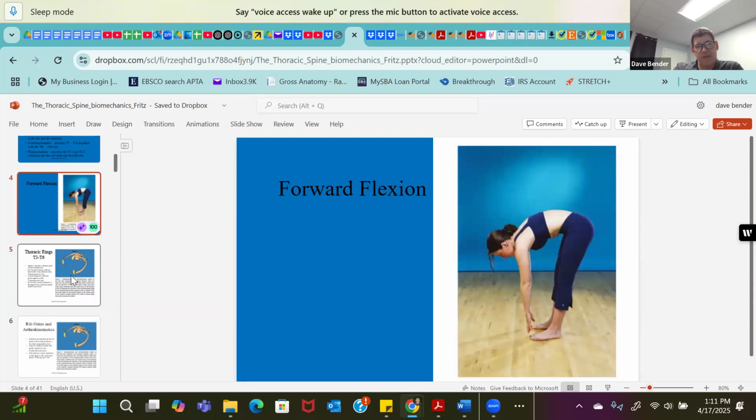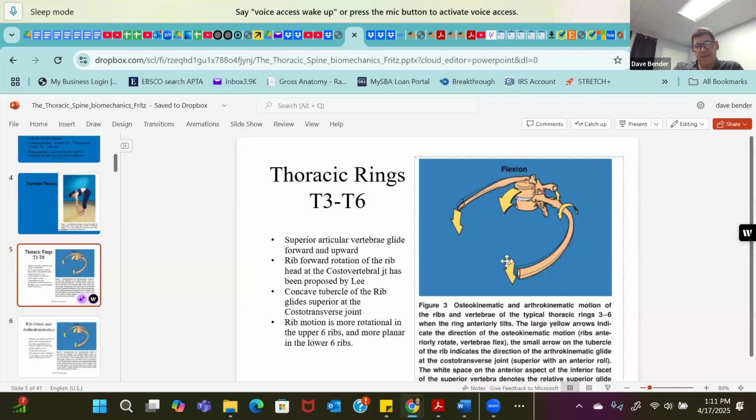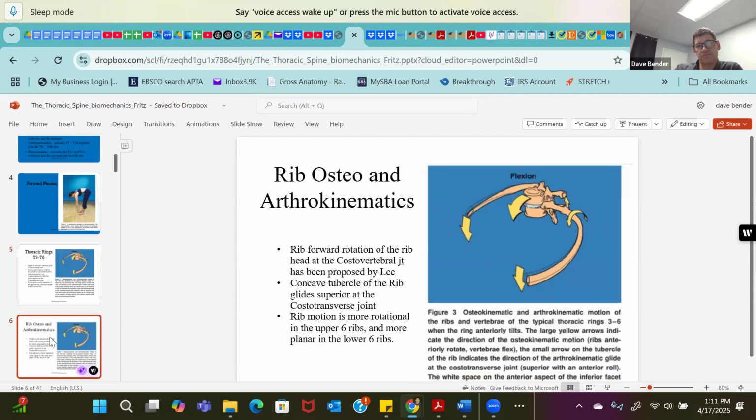In my mind, what I think about is this is what I see happening at the joint segments. And I think, can these joints move in this plane? Can the vertebrae glide anterior? Can my inferior facet on the superior vertebrae glide superiorly on the facet joint beneath it? And does my rib at the costotransverse joint have that anterior roll?